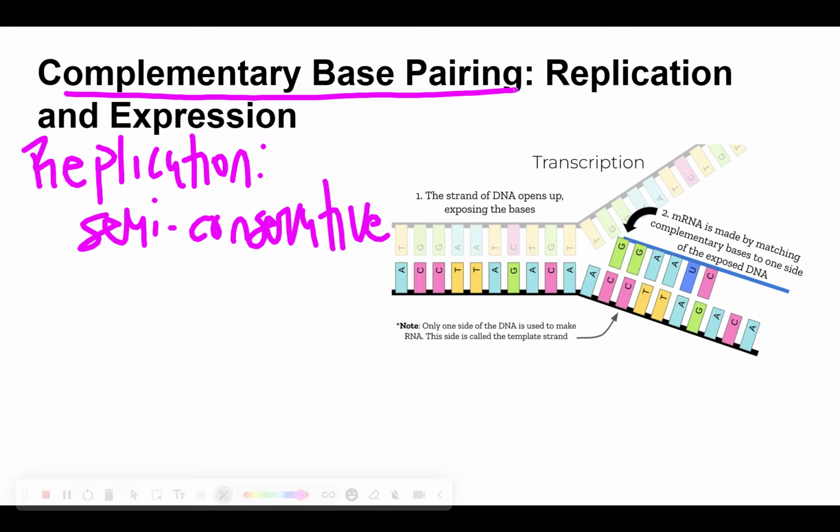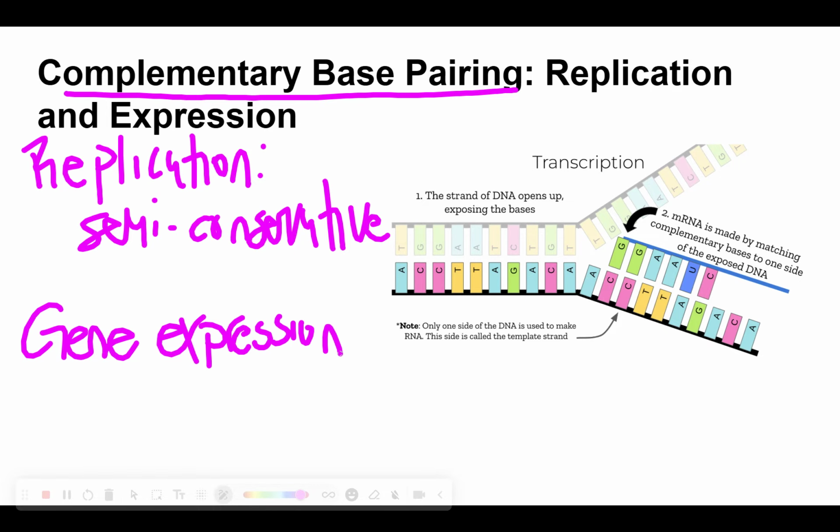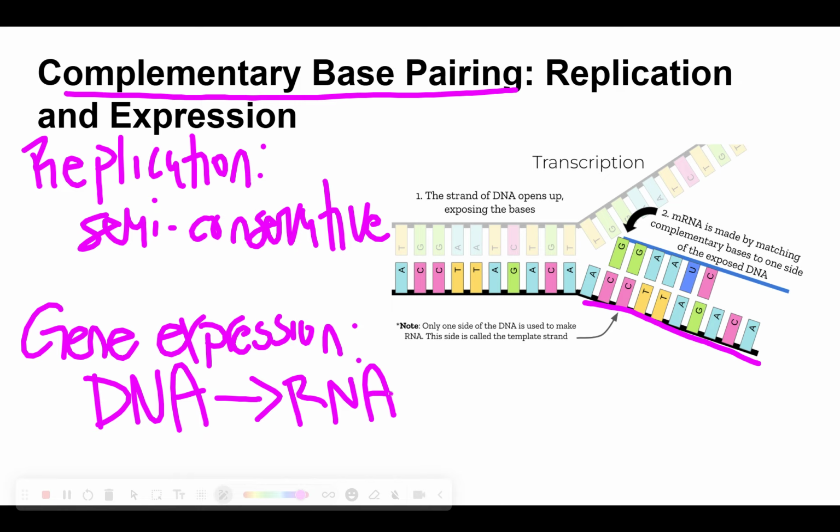Gene expression also relies on complementary base pairing, but relies on complementary base pairing more between DNA and RNA. So if there is a bunch of information in DNA, an RNA molecule can form a complementary strand, which is actually called a complement, and take that information to a ribosome to make a protein.